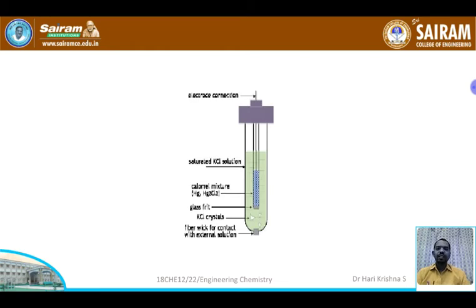As discussed, the electrode potential of the Calomel electrode depends upon the concentration of KCl. If you are using 1 normal KCl, the electrode potential will be different. If you are using decinormal, it will be different. 0.01, it will be different. How? We'll say it later.